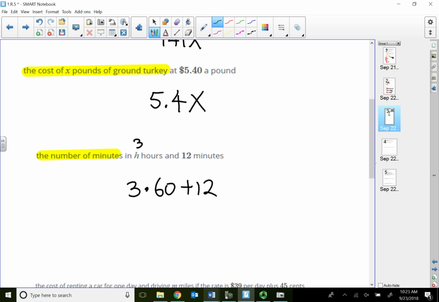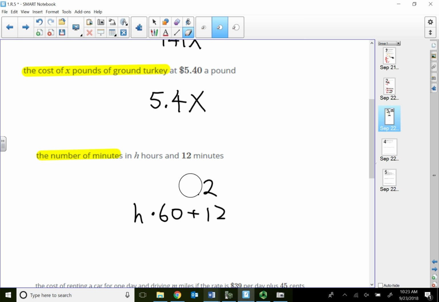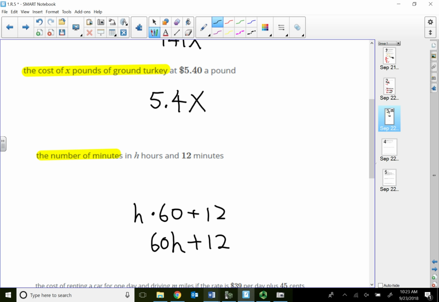So the number of minutes in h hours. If I replace my 3 with an h, that will be h times 60, right? That will tell me how many minutes are in those h hours, plus another 12 minutes. So h times 60 plus 12. I can basically say that's 60 minutes per hour times h number of hours plus 12 more minutes. So that will be my answer. Both of these terms represent minutes, which is what the problem wants.